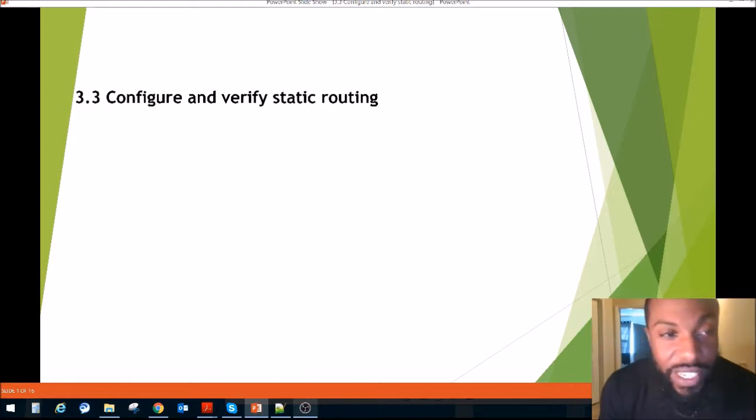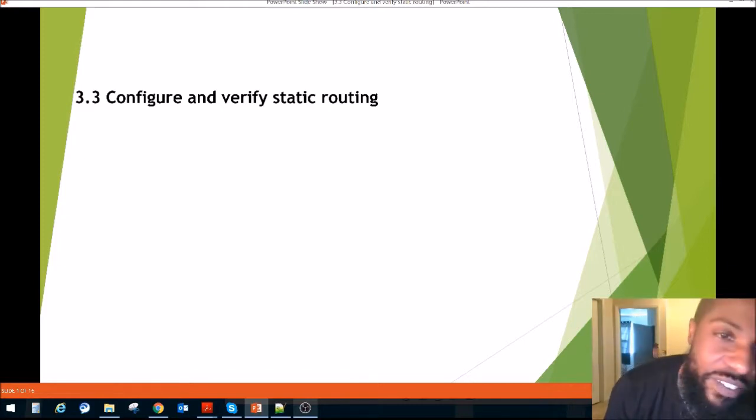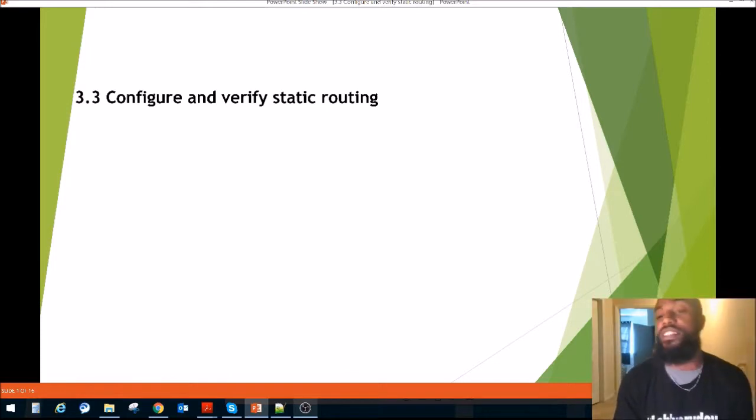And today's topic is Section 3.3, Configure and Verify Static Routing. That's right, we finally wrapped up IPv6. This is a topic in the CCNP ROUTE Exam, exam code 300-101, version 2.0. Let's take a look at the exam blueprint, see where we came from and where we are headed.